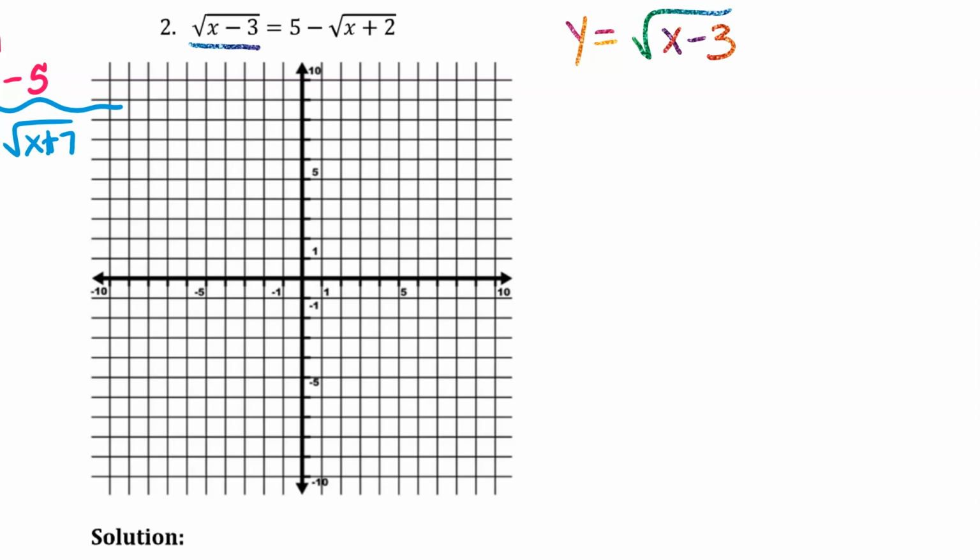We're going to start with our HK change, and the only change is that -3. That is our H, so we're going to go right 3. 1, 2, 3, and this is my first point.